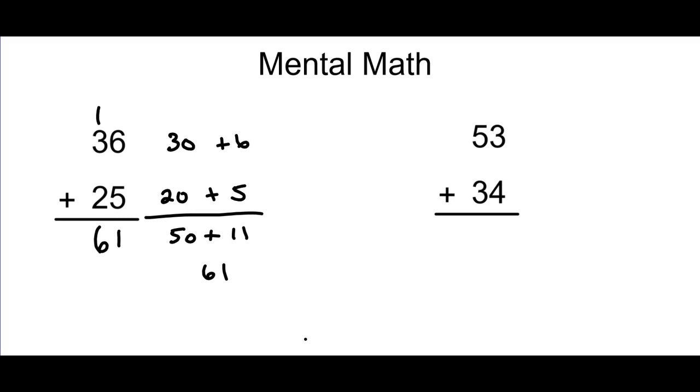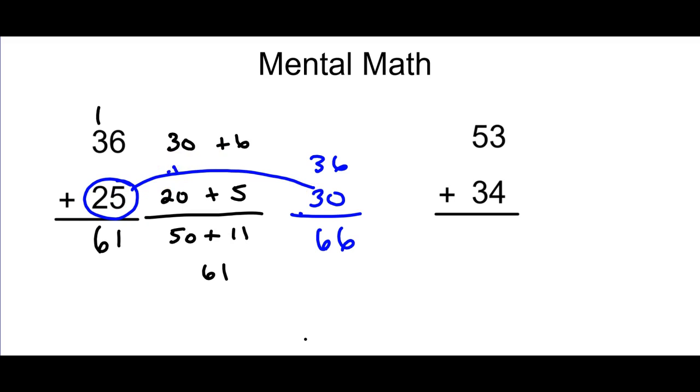Some other students that I've had before will do it a different way. They say, you know what, 25 is 5 away from 30. So they write it out in their head as this: 30 plus 36. And when they add those up, you get 66. But they say, wait a minute, I had to add 5 to this. So my answer is 5 too much. So then you subtract 5 and you get 61.